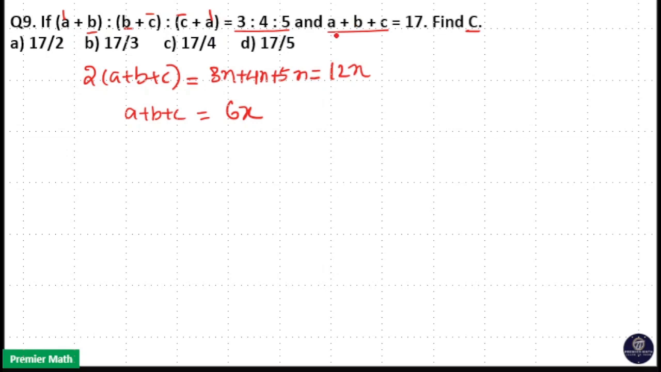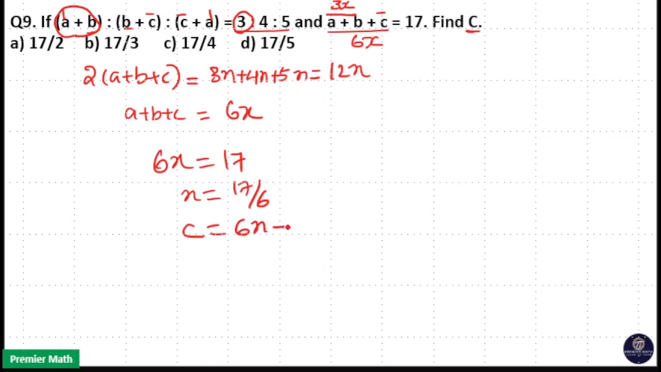That means this A plus B plus C is 6x, and it is 17. So 6x is 17. That means x is equal to 17 by 6. Here you have to find C. Here A plus B is equal to 3x. That means C is equal to 6x minus 3x. That is 3x, that is 3 into 17 by 6. 3 into 2, 6. That is your answer, option A, 17 by 2.